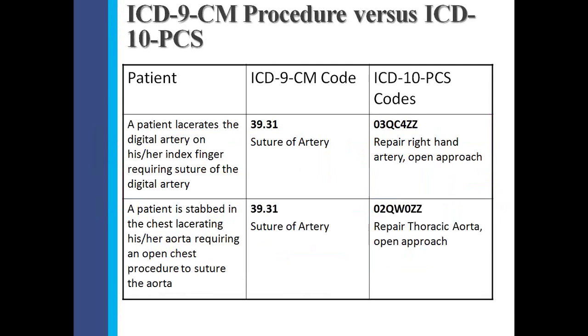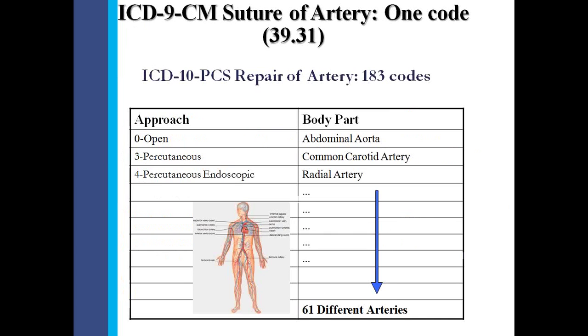One of the big reasons why we need to make the transition forward, and I always like to give you a little bit of ammunition if you have people go, this is dumb, why are we doing this? Because we are not able to tell the whole story. Now let me go here and show you. In ICD-9, for example, there is one code for suture of an artery, and that is 39.31. One code for suture of the artery, and that's it. And in ICD-10 PCS, there are over 180 codes.